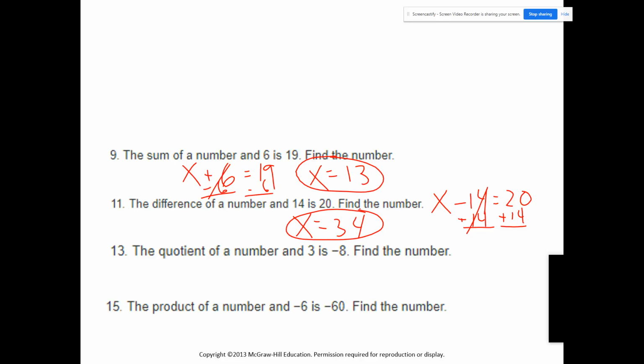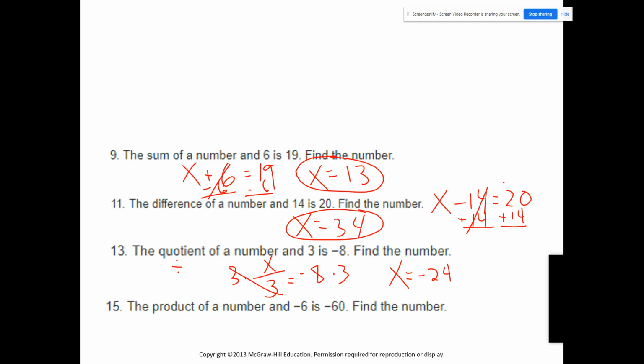All right, for 13, we have the quotient. Quotient means division. The quotient of a number and 3 is negative 8. So x divided by 3 equals negative 8. Since it's division, we do the inverse, which is multiplication, to solve it. These guys cancel out, so we get x equals negative 24.